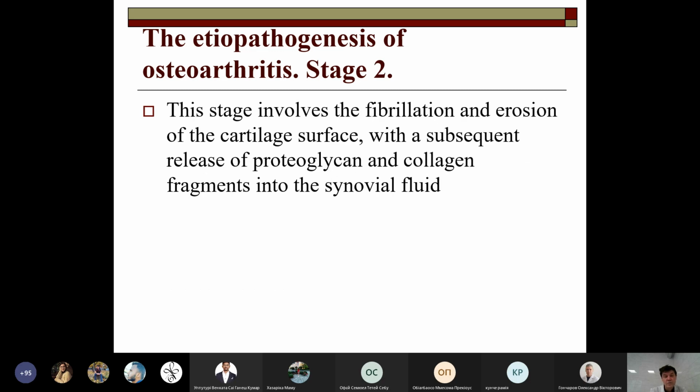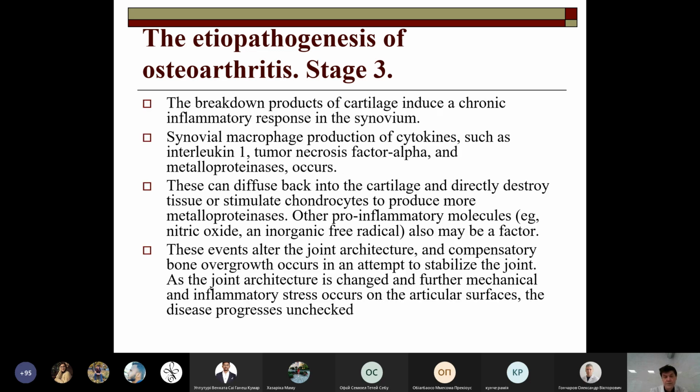Stage 2 is closely related to the involvement in this process of fibrillation and erosion of the cartilage surface, with the subsequent release of proteoglycans and collagen fragments into the synovium, being incorporated in synovial debris that supports inflammatory changes and leads to accumulation of fluid in the joints.